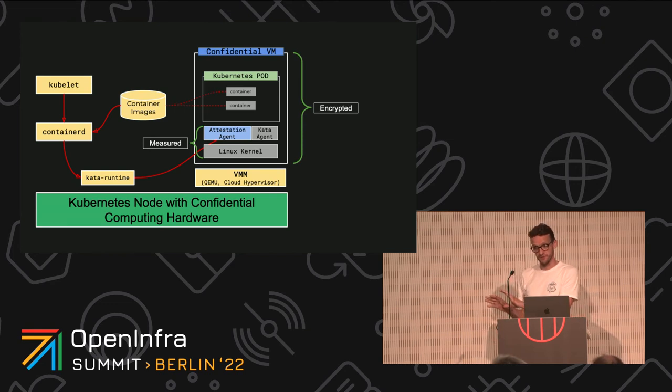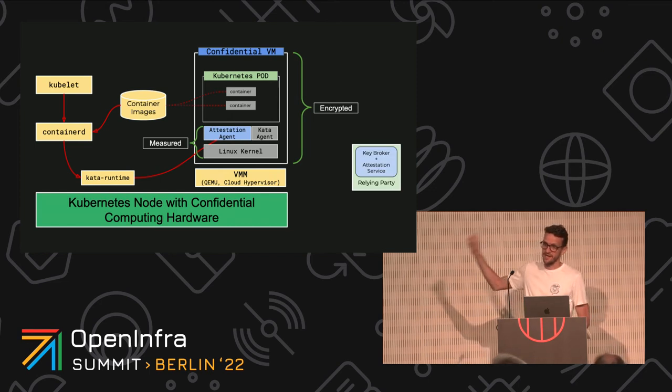Okay? And the measurement is done by the hardware. The host doesn't do the measurement. You just tell the hardware, this is the piece of code that I'm going to run. This is the piece of data that I'm going to run inside my virtual machine. The hardware does the measurement, and the attestation agent in that stack basically talks to the hardware, gets the measurement back. Okay? Once it gets the measurement back, it basically has a measurement of the entire Kata guest stack, and it can talk to a relying party.